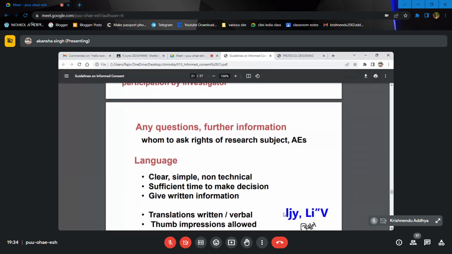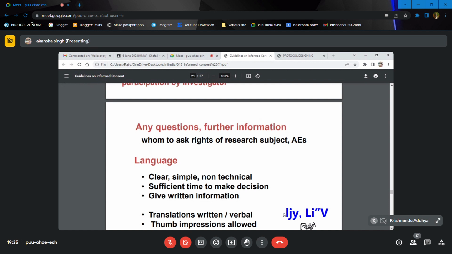If they have any query or question during the course of the trial regarding the risk or anything, we have to explain it; it's their right, and we have to tell them. So this communication process goes on from the beginning of the trial. The language we use should be simple and clear, with no technical language when we explain to the subject. Sufficient time should be given to them to make their decision, and written information has to be provided.